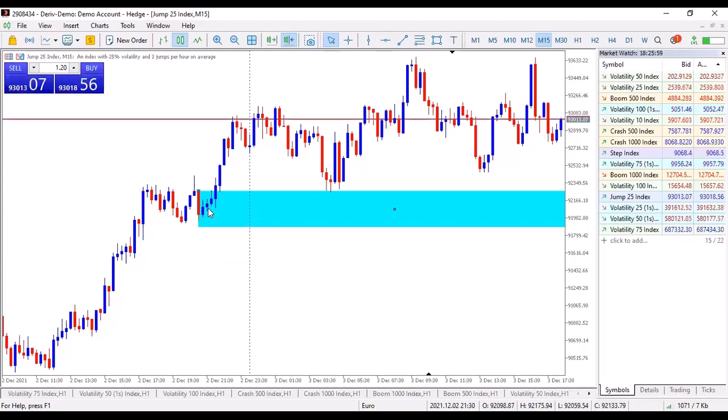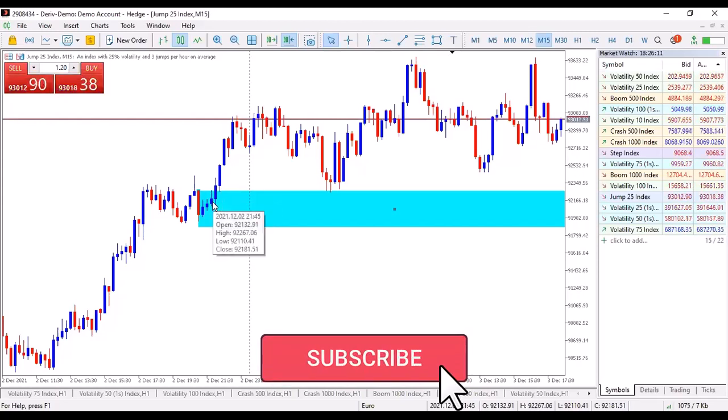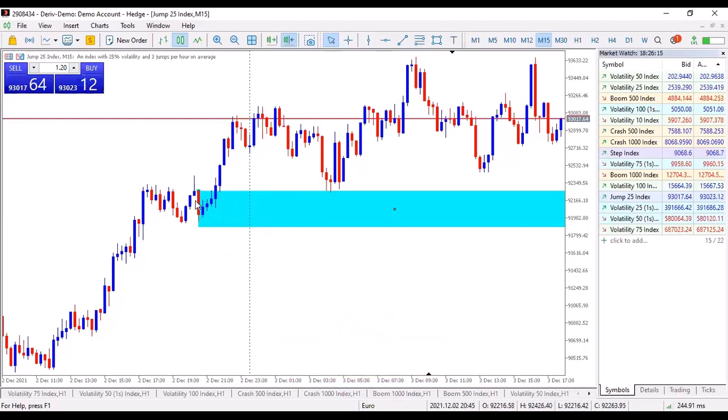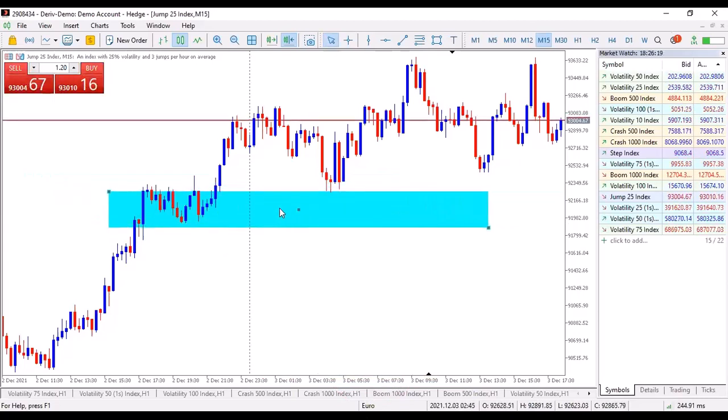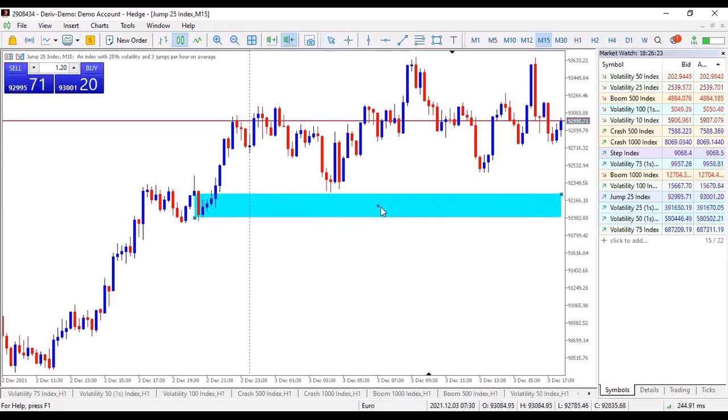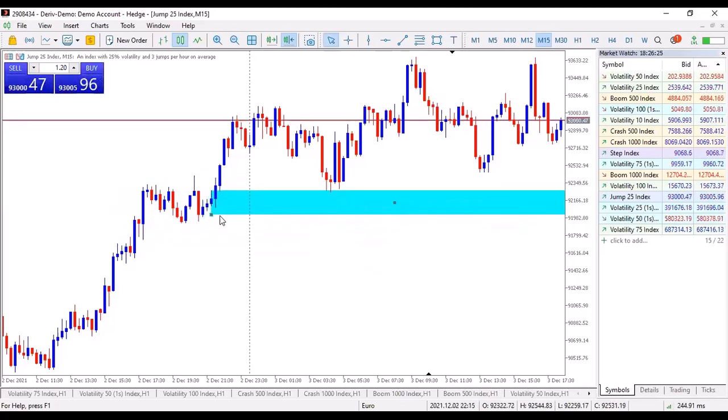But this is a doji. Remember, we don't mark dojis, so I would go for this because this is a more convincing break candle. This is not a break candle. It has wicks, and the wicks are bigger than the body. So I'm going to go for this candle. That is my order block.